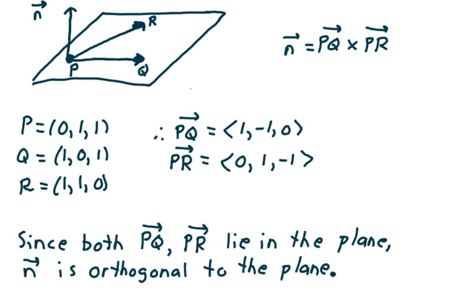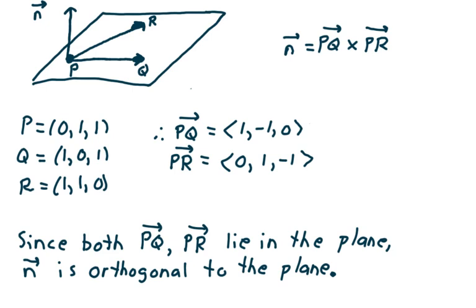Now, let's take a look at a picture. So notice how we have a plane, and we have 3 points that lie in the plane. Now, with these 3 points, we can form vectors. So I'm going to form the vector PQ, which is equal to (1, -1, 0). I'm going to form the vector PR, which is equal to (0, 1, -1).